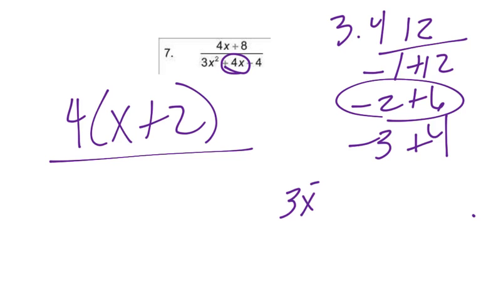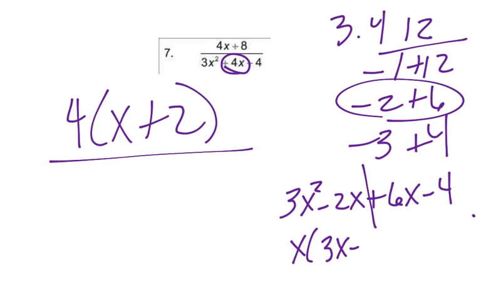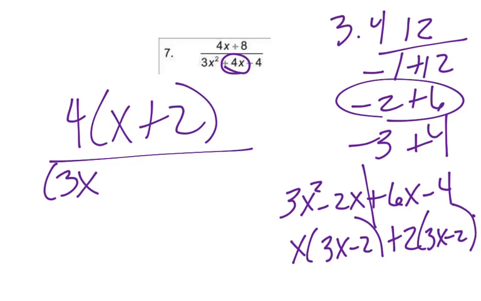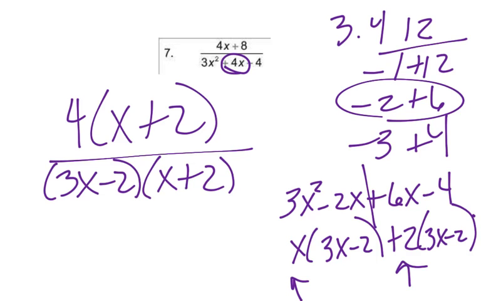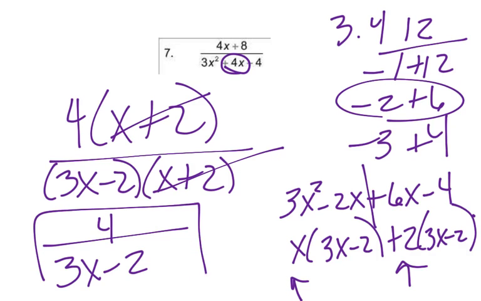So bring down my 3x squared minus 2x plus 6x minus 4. Cut it in half. X comes out, leaves you 3x minus 2. Plus 2 comes out, leaves you 3x minus 2. So the bottom is 3x minus 2 and x plus 2. X plus 2 came from what we pulled out. So your x plus 2's cancel, and it leaves you 4 over 3x minus 2. That's your answer.